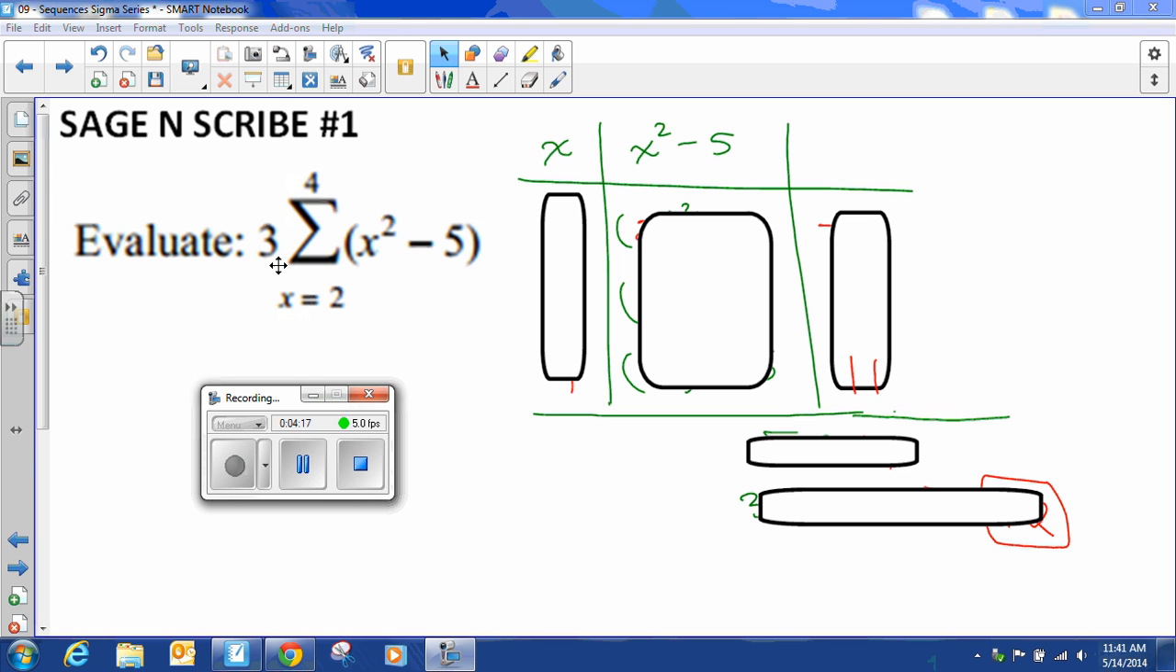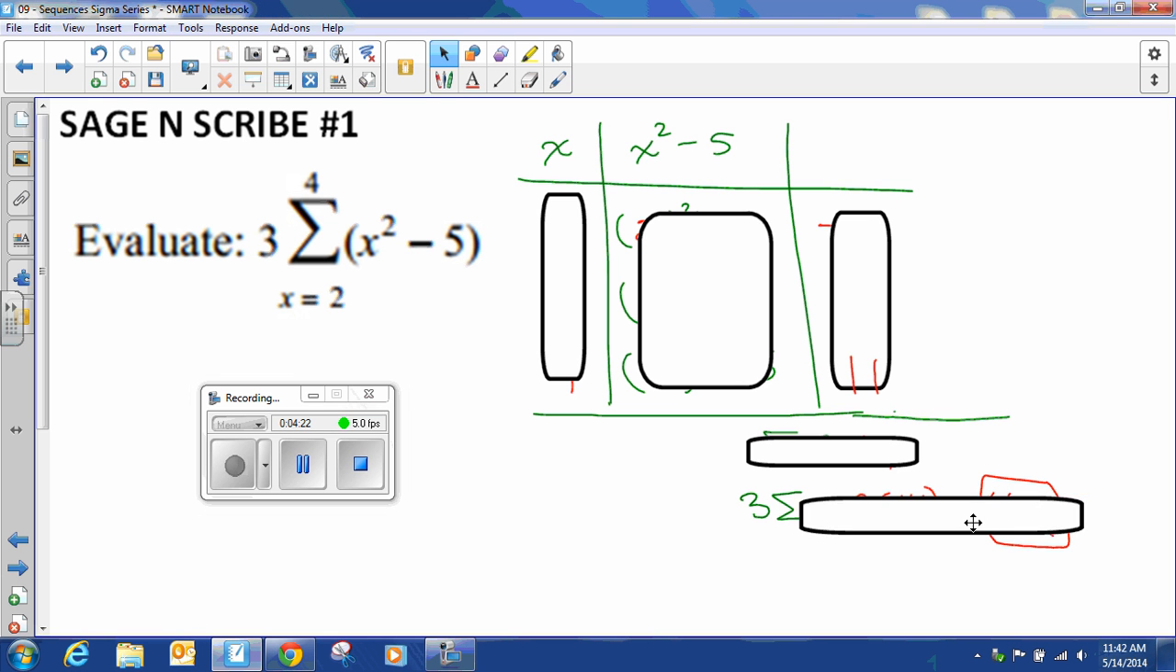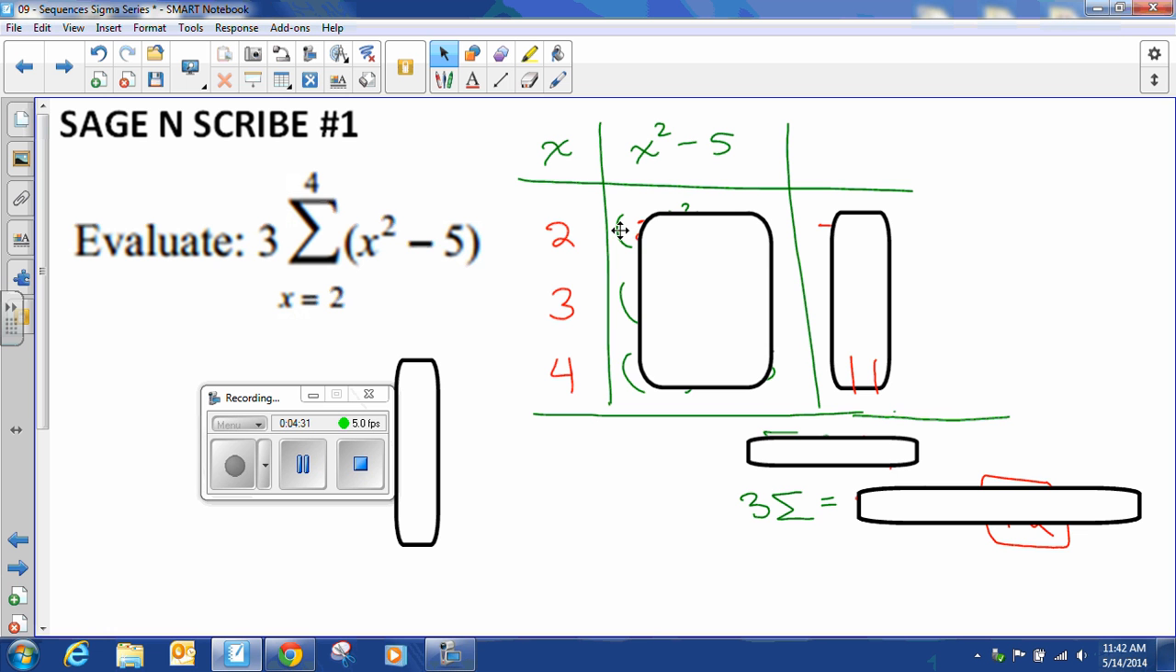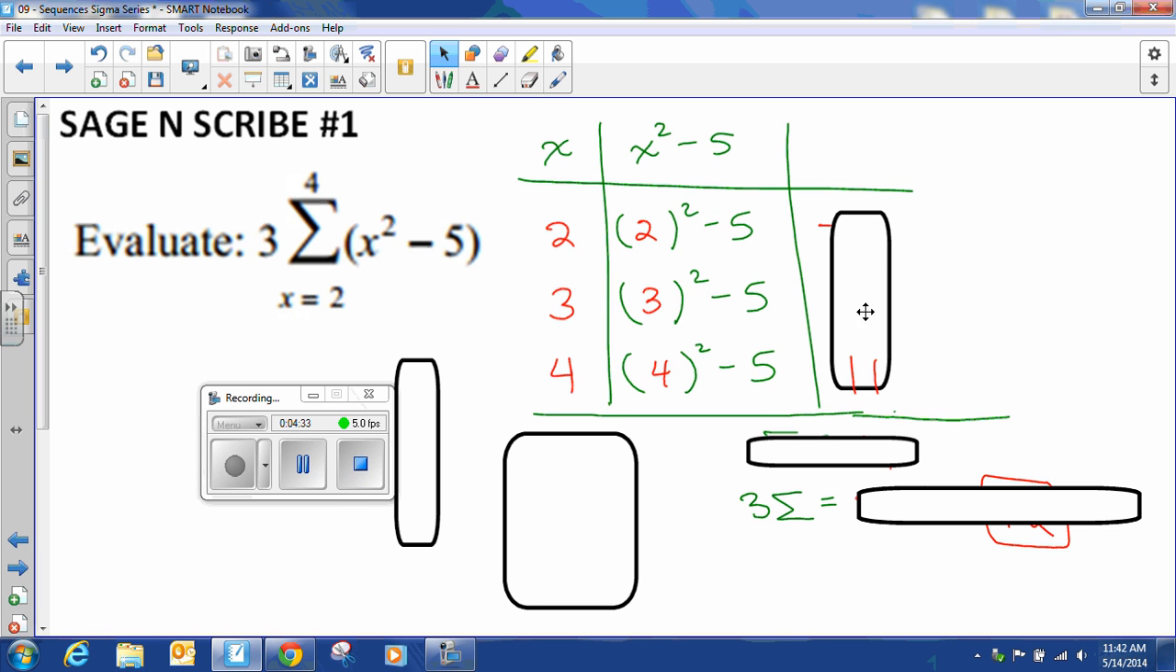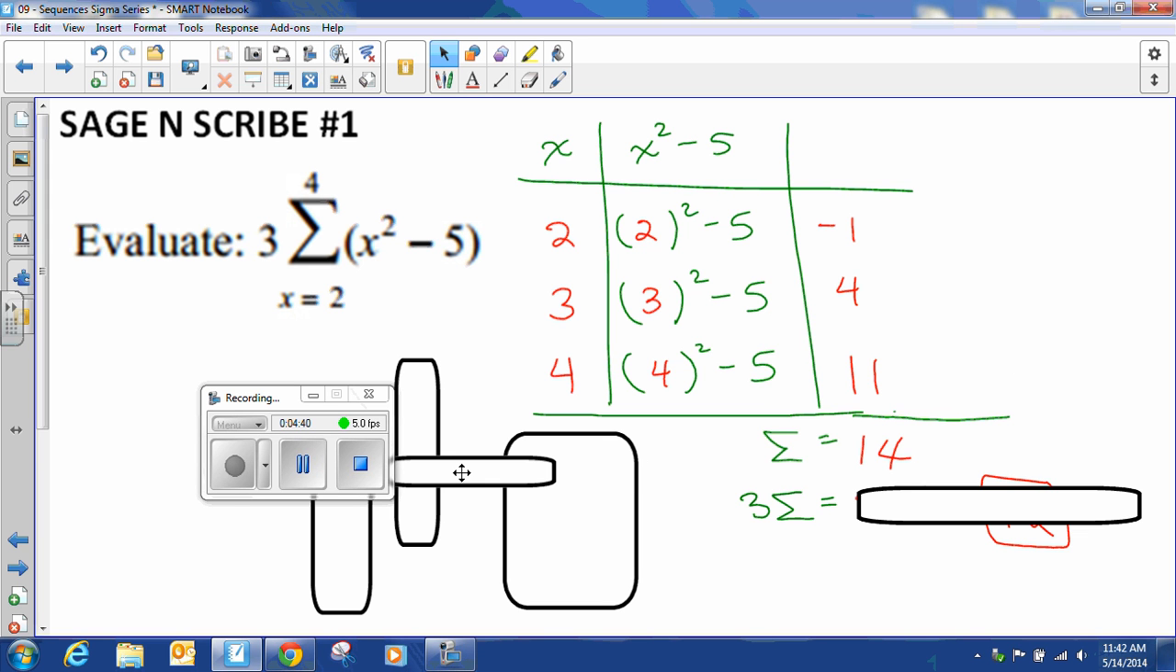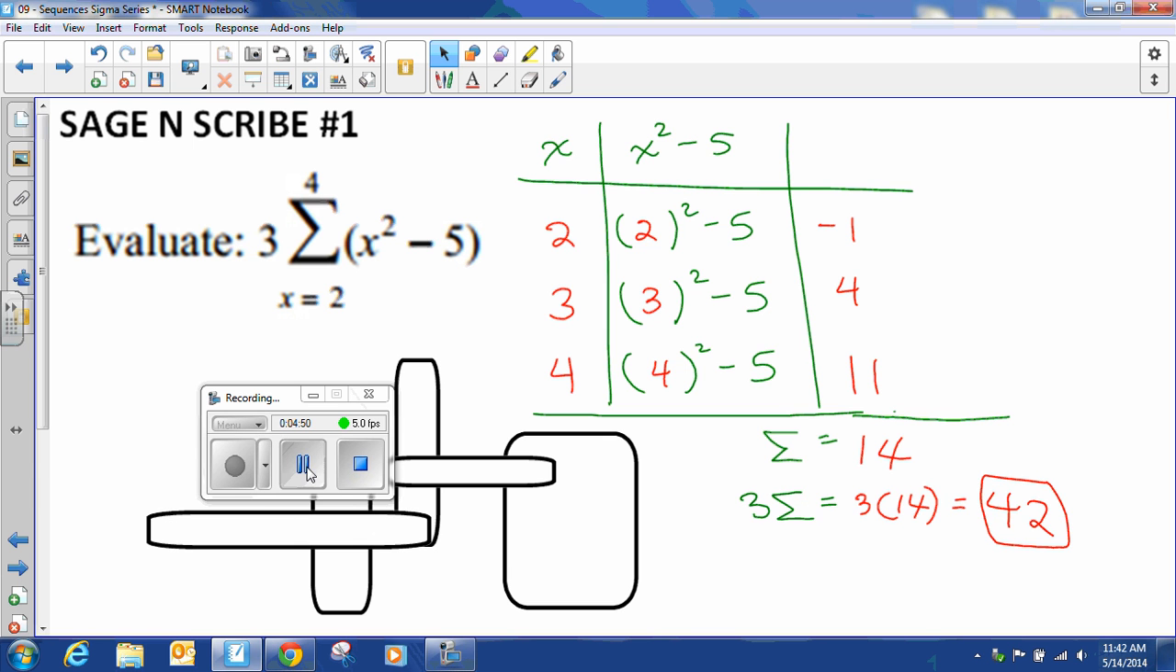So here we see that there is a 3 on the outside. This will be handled at the very end of the problem. So let's proceed as normally. We'll start with 2 and we'll end with 4, so this will only have 3 rows. Plug the values in, evaluate, we end up with -1, 4, and 11. Add those up, and sigma equals 14. Now let's go ahead and evaluate with the 3 sigma. 3 times 14 is 42.